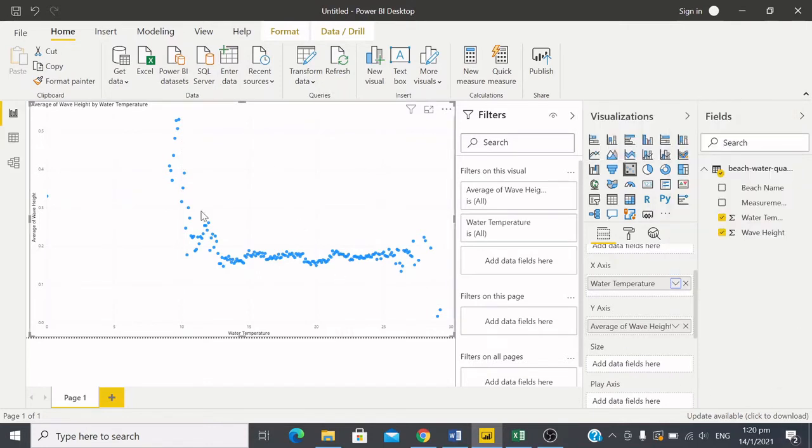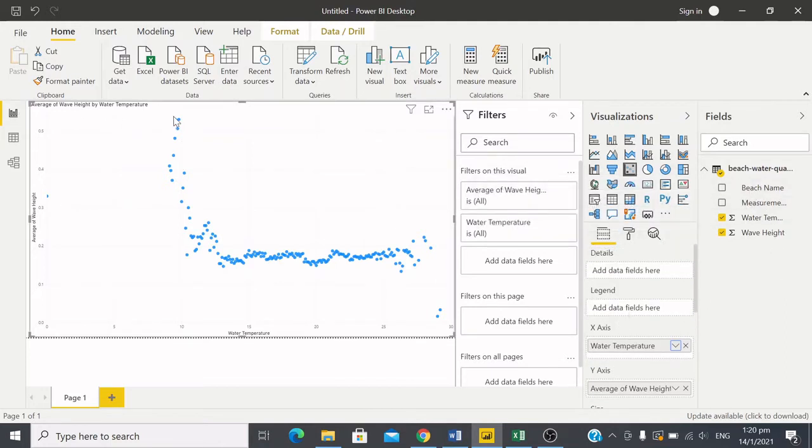Remember that scatter plots can only support two numerical values, numerical data, not categorical. For example, a beach name is a category. There may be 10 beaches and each beach has a different name. So these are categories. A beach name is a category.